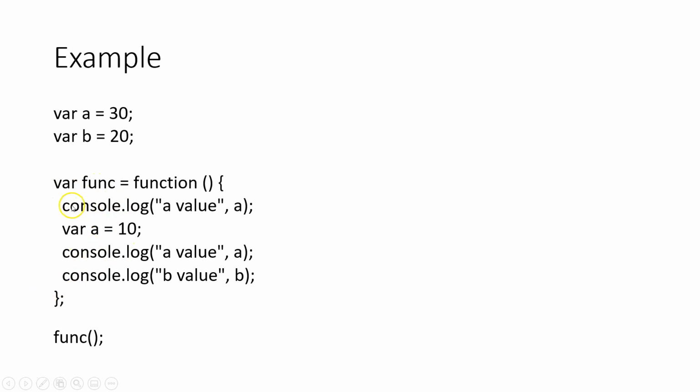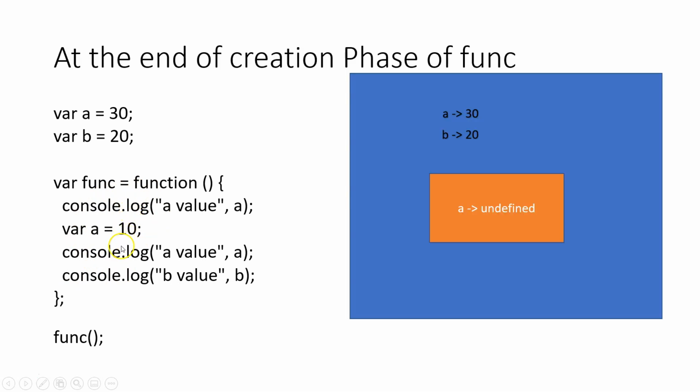When the execution context gets created for func, the execution phase would have been completed for this global execution context. So try to understand all of that. Once the func is called, it will run through the creation phase and execution phase for that function. Let us see that now. At the end of the creation phase of func, when it scans through the content of this func function, you will see that it has only one variable. For that variable alone, undefined would have been set.